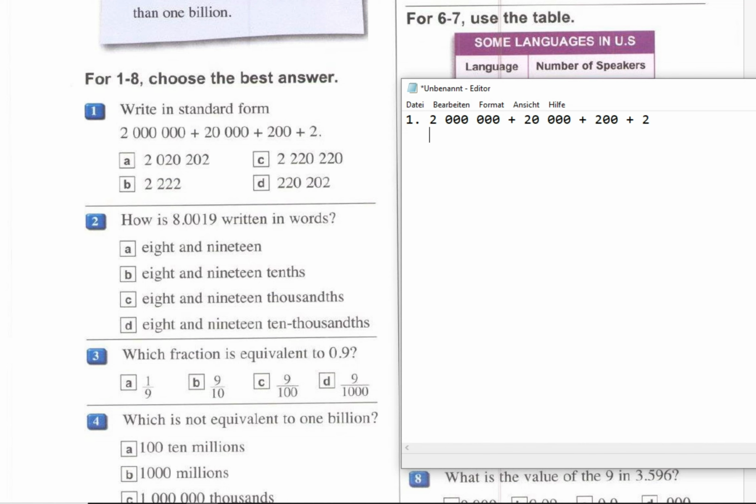I will say it's not correct to write choose the best answer, but you must choose the correct answer, not the best. Okay, so 2,020,202. It's correct, A.